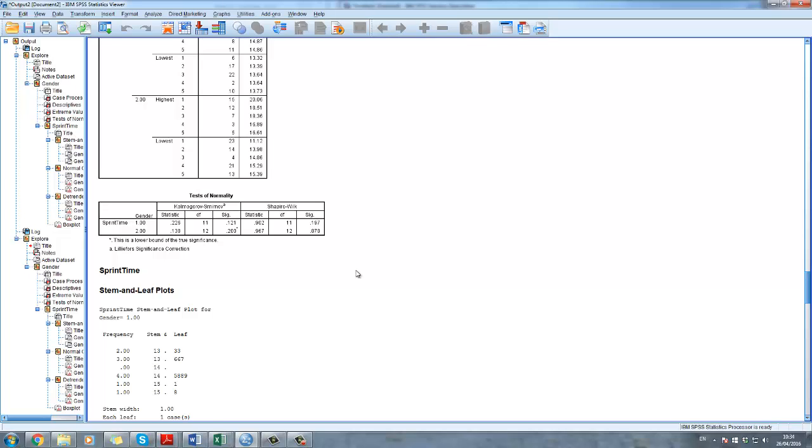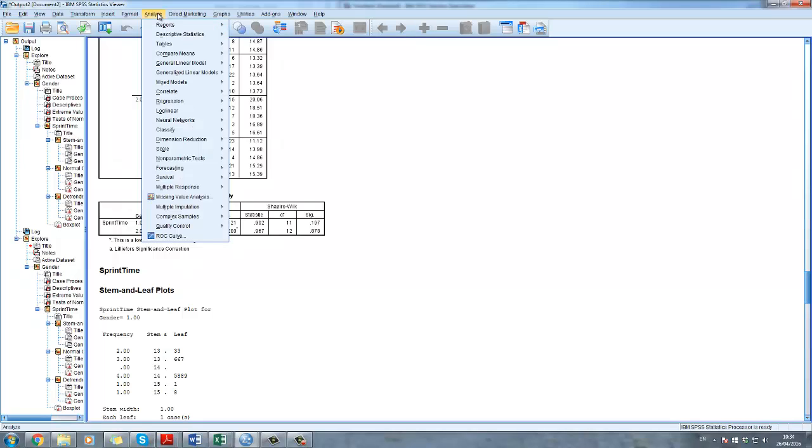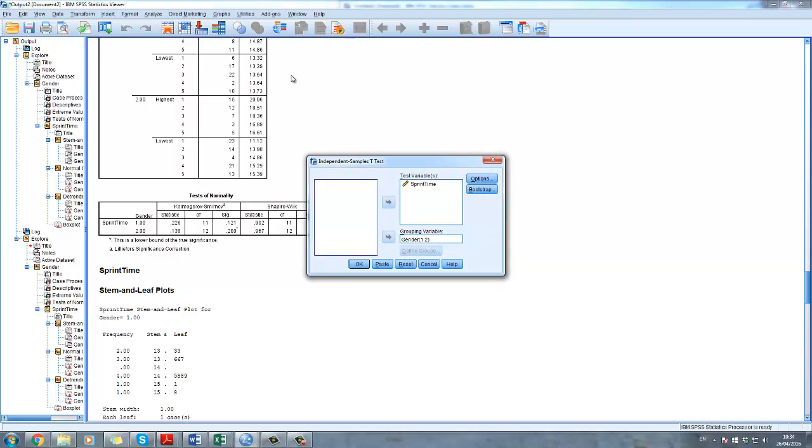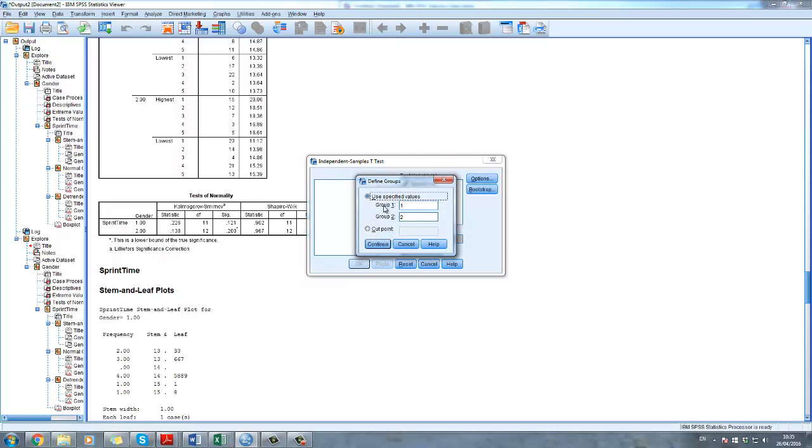Our third assumption is homogeneity of variance, and we test that when we undertake the independent t-test itself. So we're going to go to Analyze, Compare Means, Independent Samples t-test. In here I'm going to copy sprint time into the test variable, the variable that we are measuring the difference in, and I'm going to put gender into grouping variable here. Of course, this is how the system will divide it into the two groups. When you do this, it asks you to define what the groups are. In this case, we simply have group 1 specified as the number 1 and group 2 specified as the number 2.